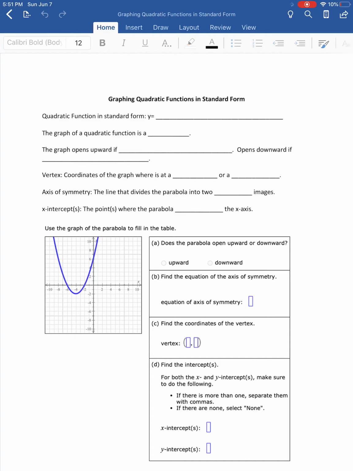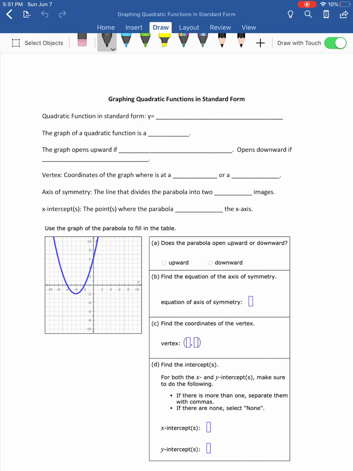Okay, so far with quadratics, we have solved quadratic equations. Now we're going to start graphing quadratic functions. Just like a quadratic equation in standard form, a quadratic function in standard form would be y equals ax squared plus bx plus some constant c. When you have an equation, this is set equal to 0. When you're graphing, it's set equal to y.